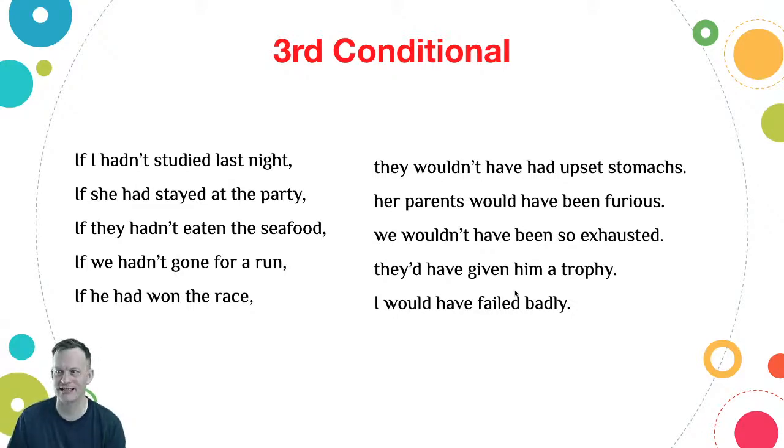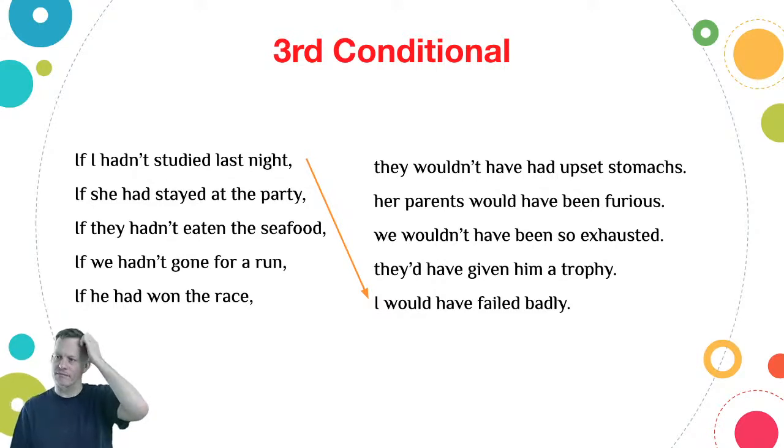Okay, Ugo types out, if I hadn't, and I'm going to give you the answer then. V, if I hadn't studied last night, her parents would have been furious. That doesn't really make sense. If I hadn't studied last night, I would have failed badly. Yes, Barbara, that's it, absolutely. V, if I hadn't studied last night, why would her parents have been furious? Doesn't work. So if I hadn't studied last night, I would have failed badly. But I did study, so I didn't fail badly.